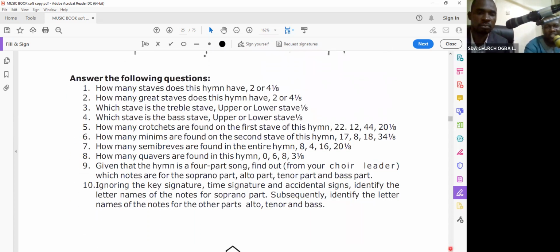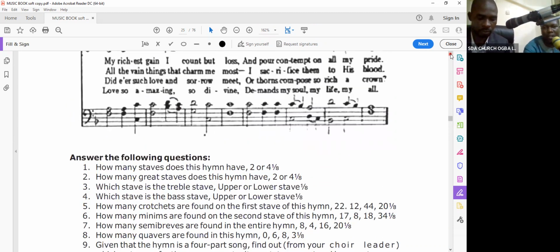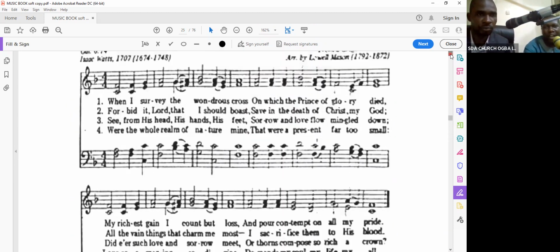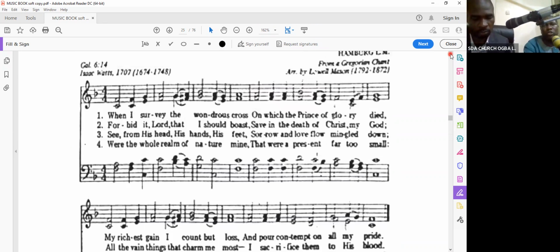And the last one says that ignoring the key signature and time signature as accidental signs, identify the letter names of the notes. We should just identify a few of the letter names. Let's try identifying some letter names for the soprano part and for the bass part. So how do you identify the letter names of these notes?